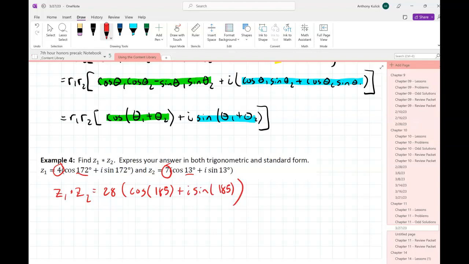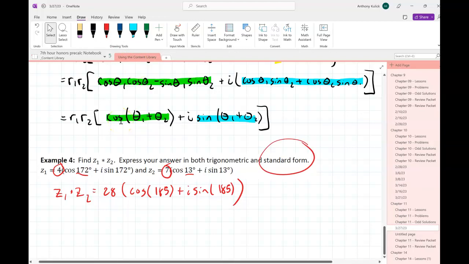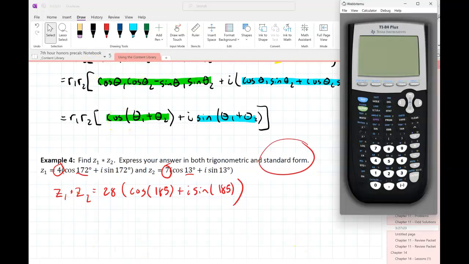Done. That's my trigonometric form answer. Ooh. Real nice. How do I turn that into standard form now? Just use my calculator. So I'm going to do 28 cosine 185 and then 28 sine 185 and just tack an i onto that last number, and I'm done.